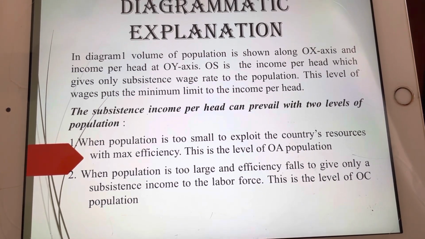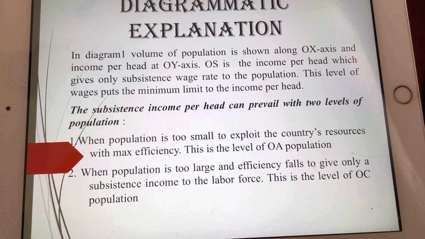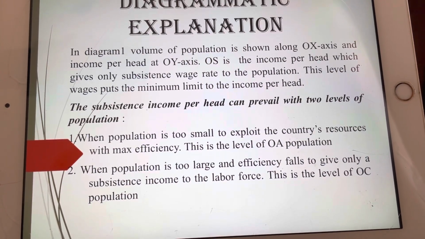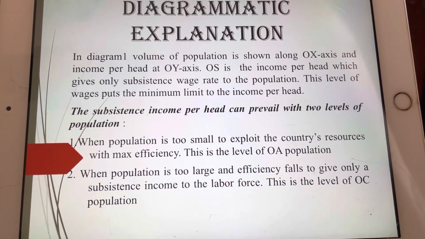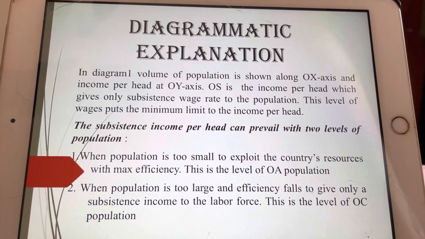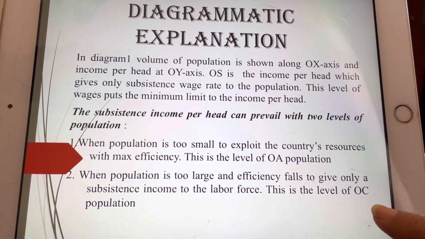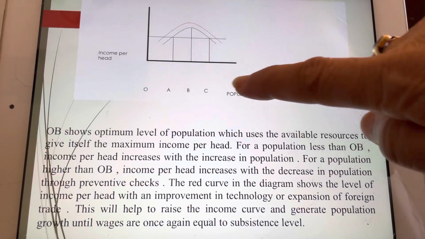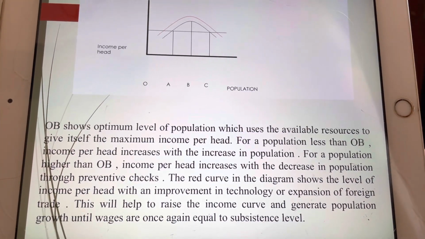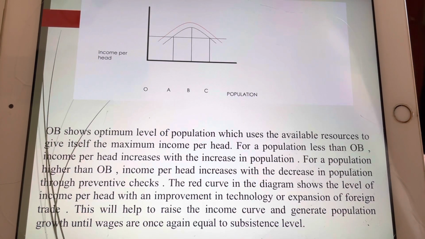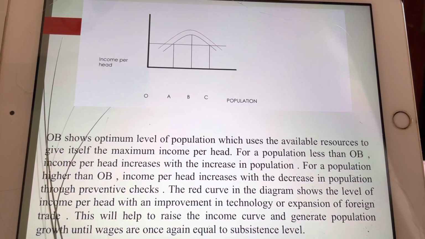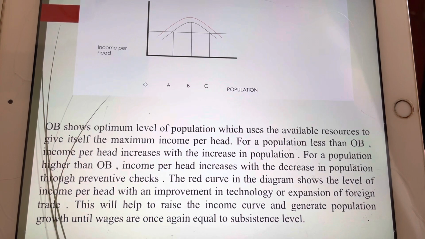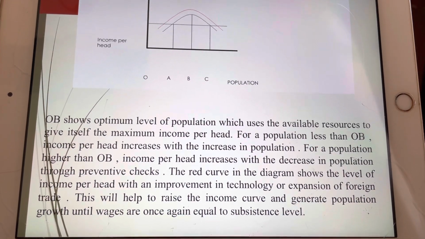The other is when population is too large and efficiency falls to give only a subsistence income to the labor force. This is the level of OC population. In OC, the population is too large, and because of this, the people get only subsistence wage rates. So these are the two situations. At OA the population size is small, and at OC the population size is higher.